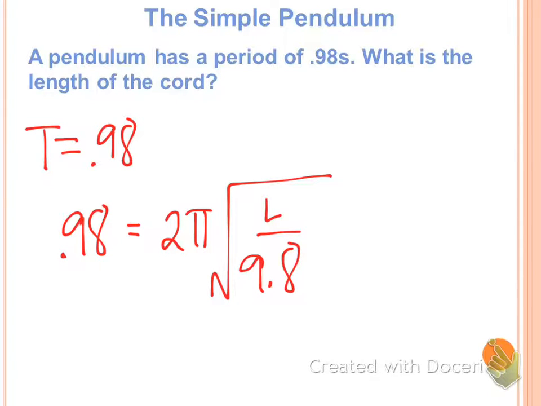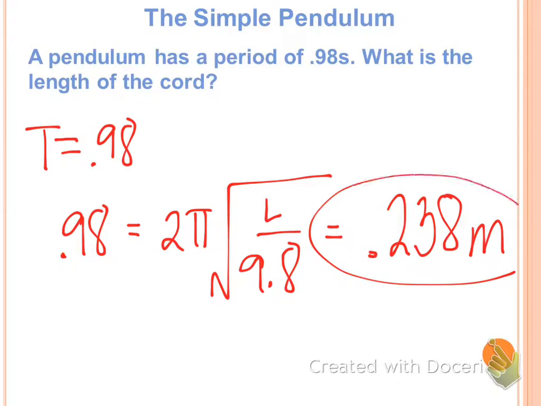Algebraically here you have to be a little bit more careful. You need to divide by 2 pi, which means divide by 2, divide by pi, or parentheses 2 pi. And then we square both sides. And then we multiply by 9.8. I did 9.8 instead of 0.98. Agreed?